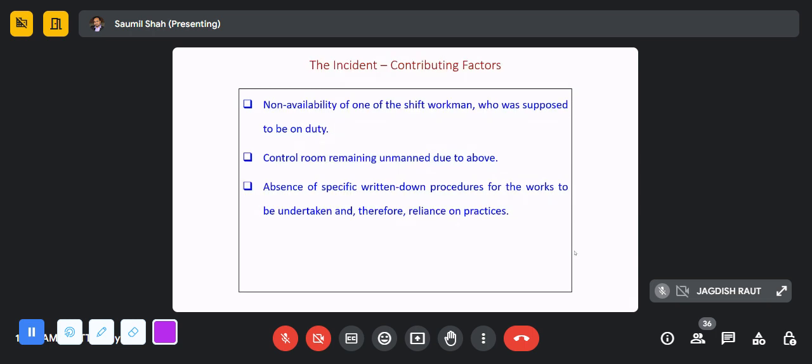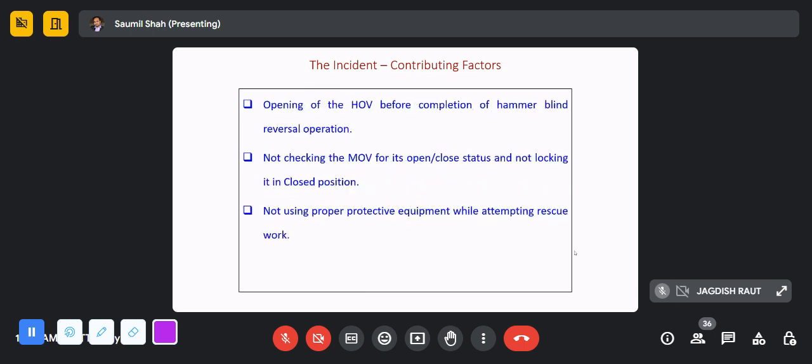Non-availability of one of the shift workmen who was supposed to be on duty, with the control room remaining unmanned due to the above; absence of specific written procedures for the works to be undertaken and therefore reliance on practice; opening of the MOV before completion of the hammer blind reversal operation; not checking the MOV for its open or close status and not locking it in the closed position; not using proper protective equipment while attempting rescue work.